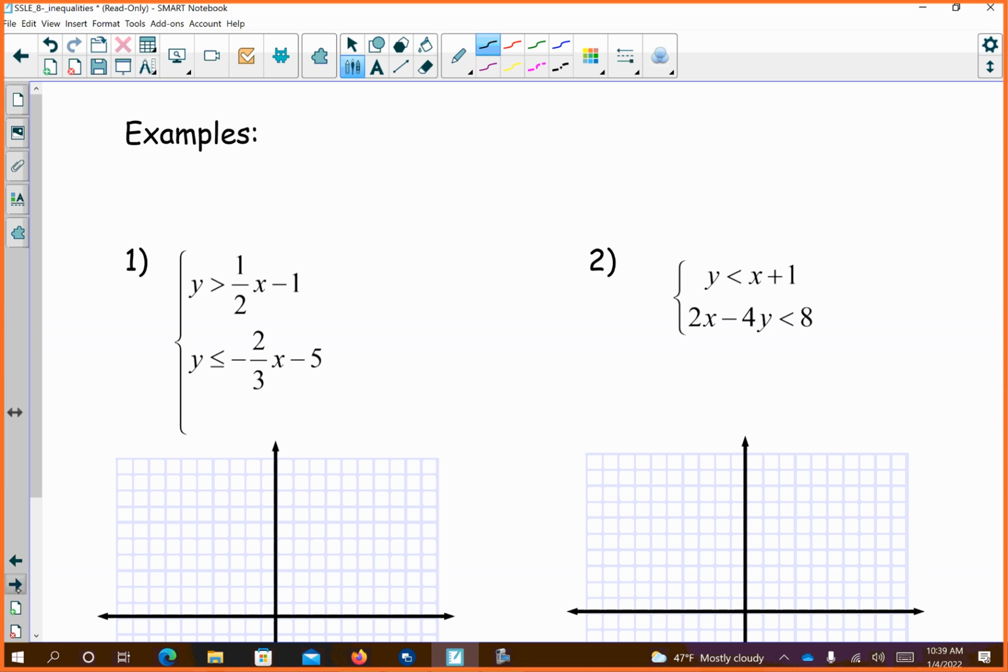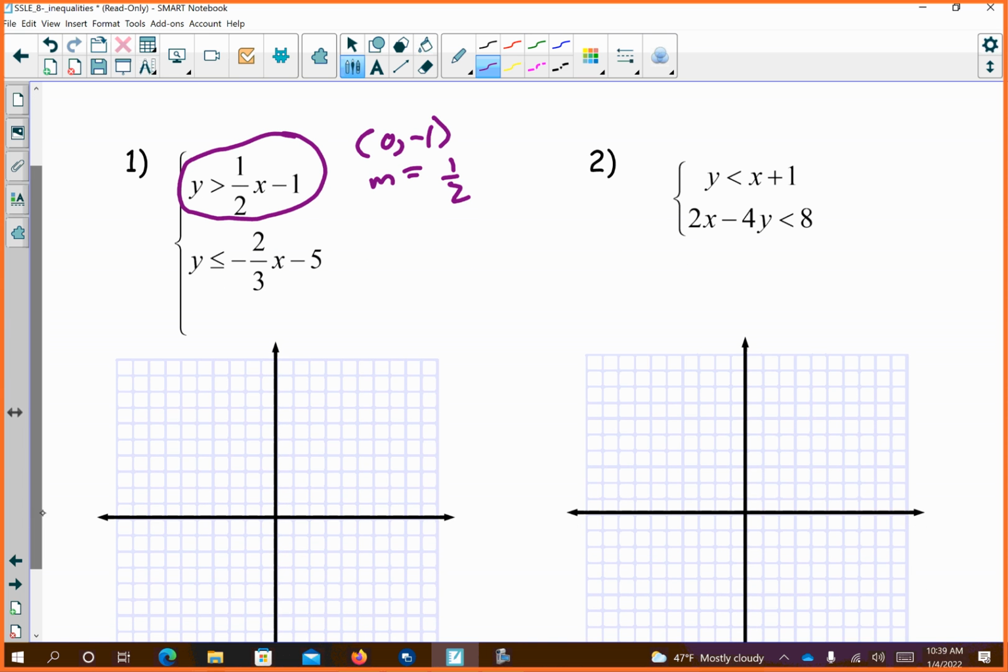So friends, doing the exact same thing. So what is my, I'm going to use this one. What's my y-intercept of that one? 0, -1. Very good. And my slope? 1/2. Everyone feel comfortable with that? So let's graph it. 0, -1's here. Then I'm going to go up 1, right 2.